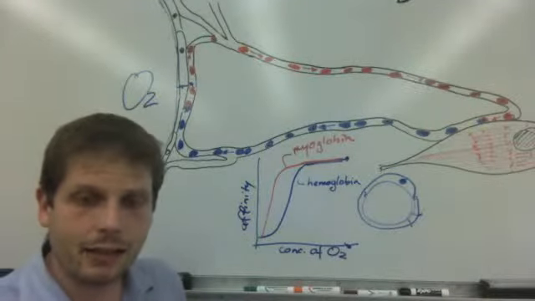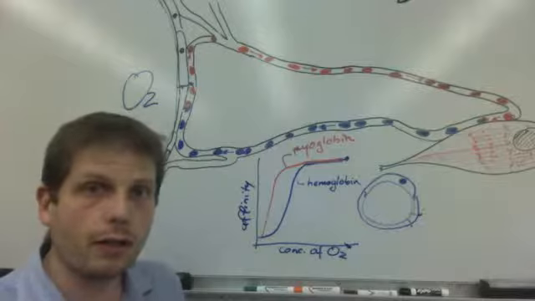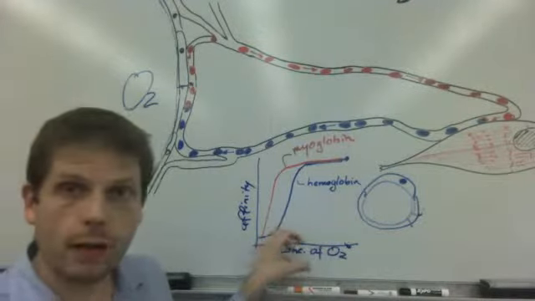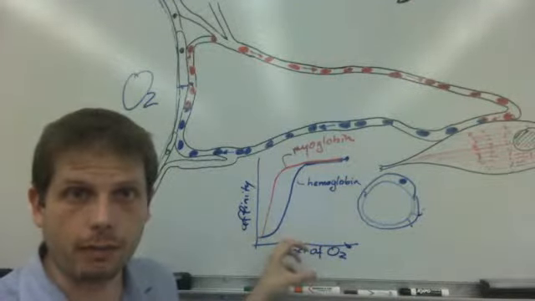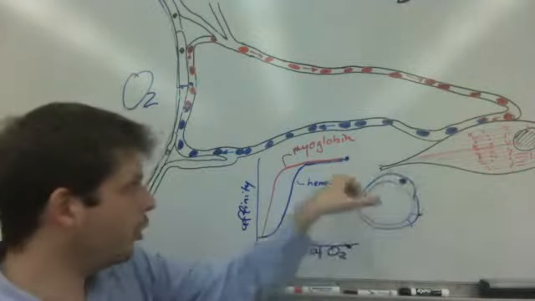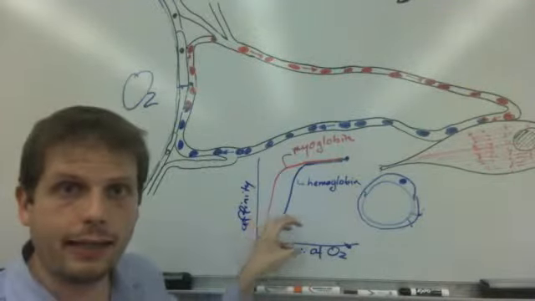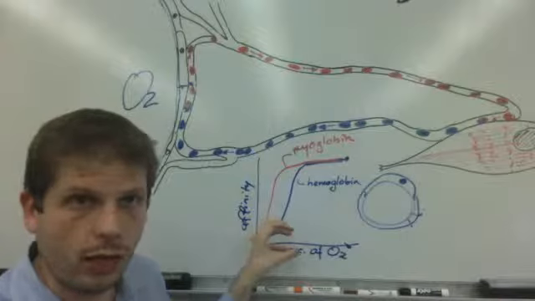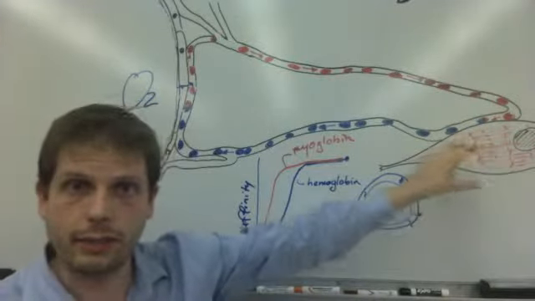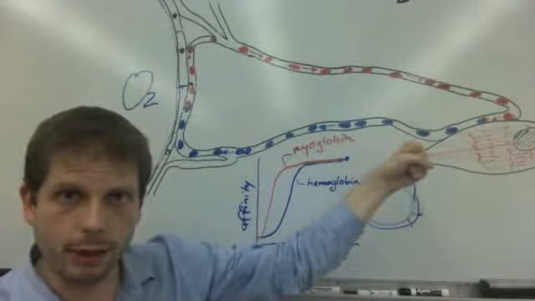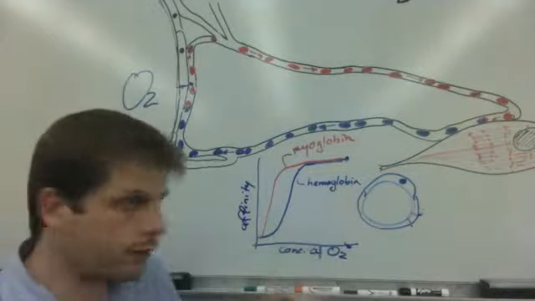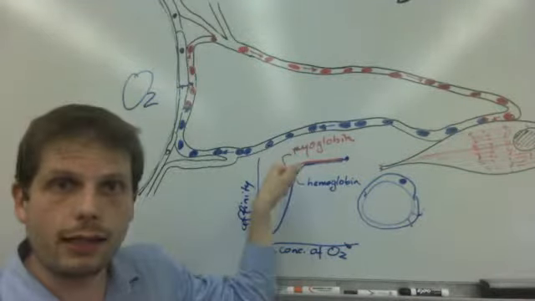Myoglobin has a higher affinity for oxygen at even lower partial pressures of oxygen, which means that even in these lower concentrations that exist inside the tissue, inside these, for example, muscle cells that are actively moving and using up oxygen, they still want to grab onto oxygen.